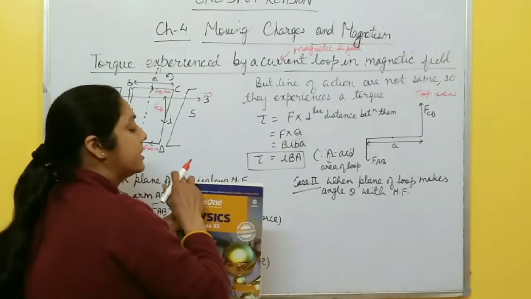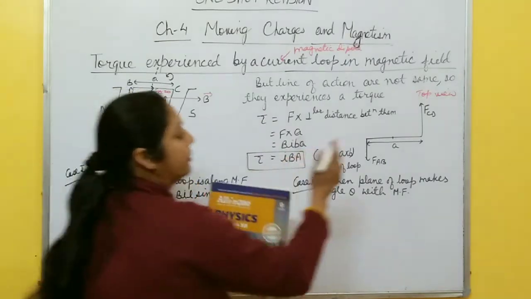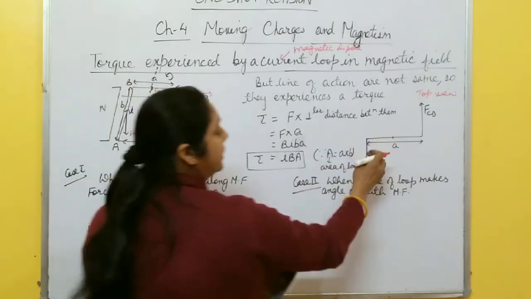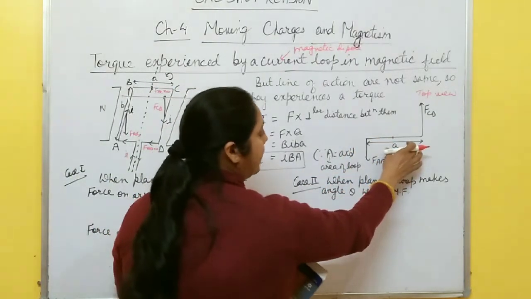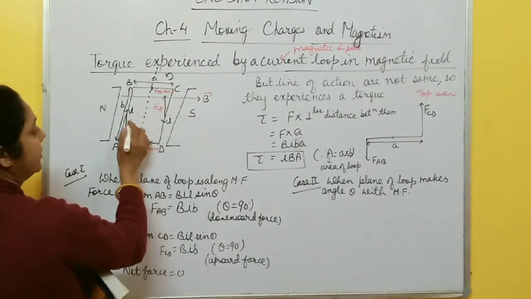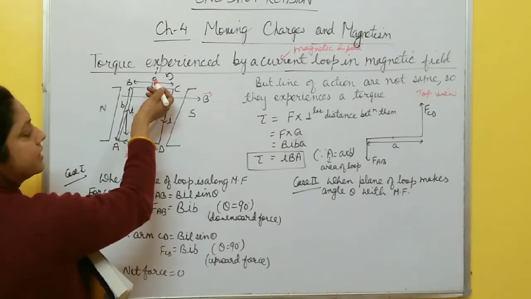Top view. On one side the force is upward and on the other side the force is downward. The upward force is the force on arm CD, FCD, and the downward force is FAB. What is the distance between the two forces? This is the line of action, right? So this distance is A.